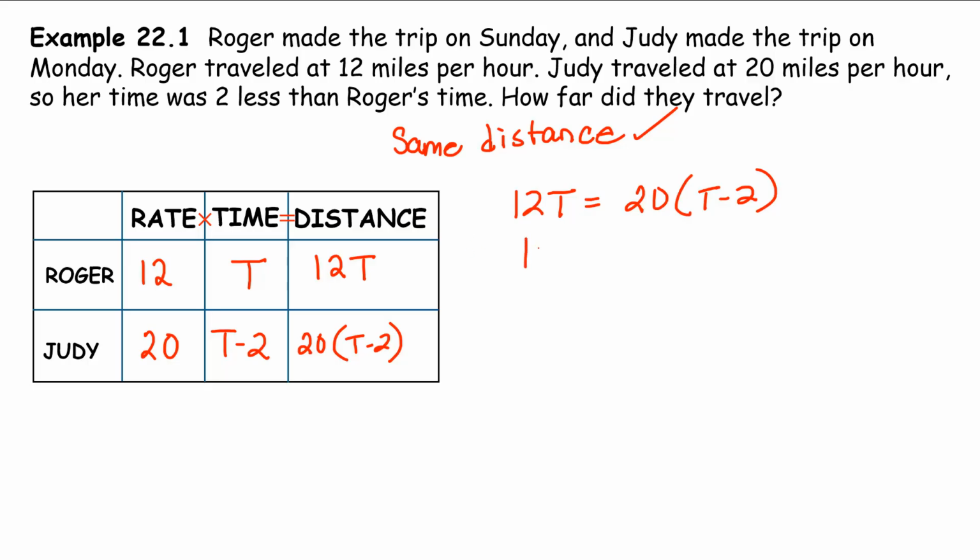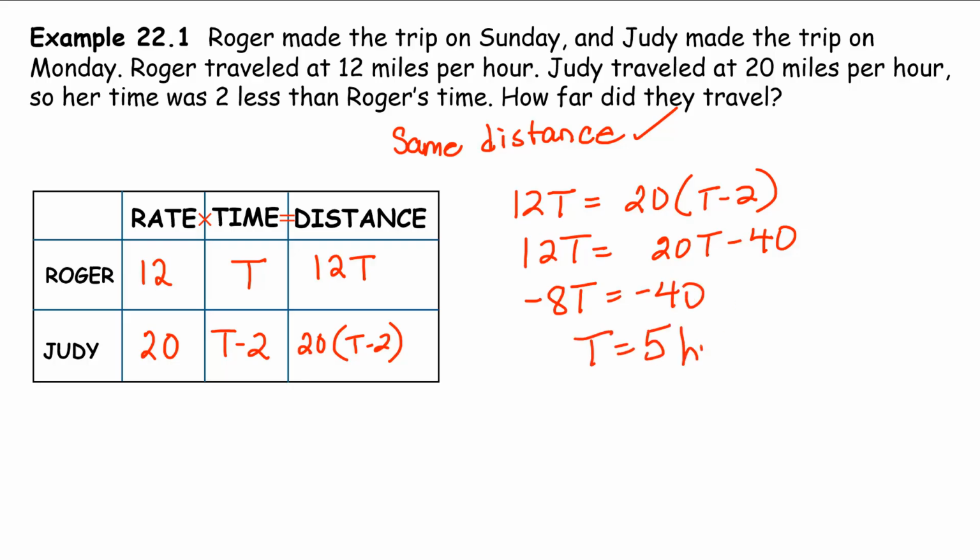Distances are equal. Now I'm just going to solve for t. I'm going to use the distributive property. Negative 8t is equal to negative 40. So t is equal to 5, and this is hours because it's time.